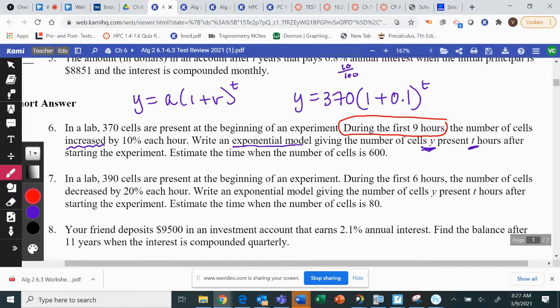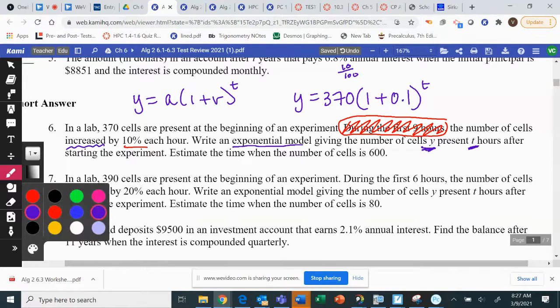Okay. So they're just telling you some information that you actually don't care about. This during the first 9 hours, that's how they determine that it's 10% each hour, but we don't need that for the problem at all. Okay, so that's why I really wanted to go over this one, is we're not using 9 at all. So this is our model. Actually, let me simplify it.